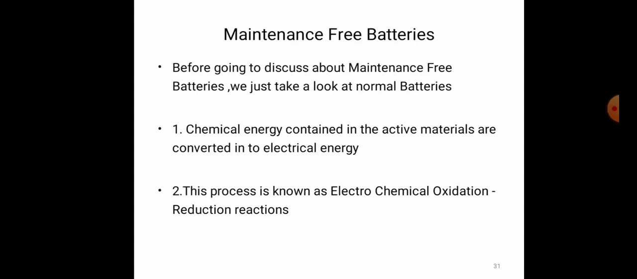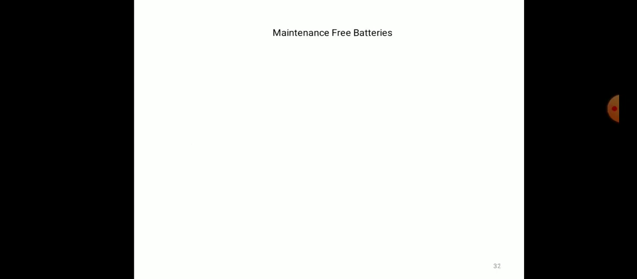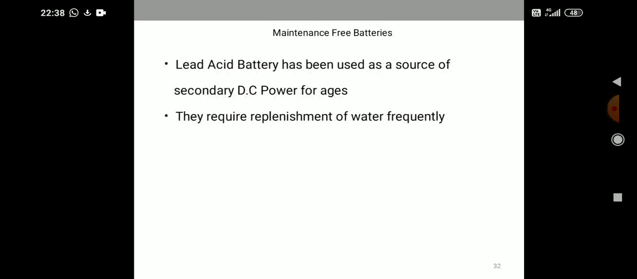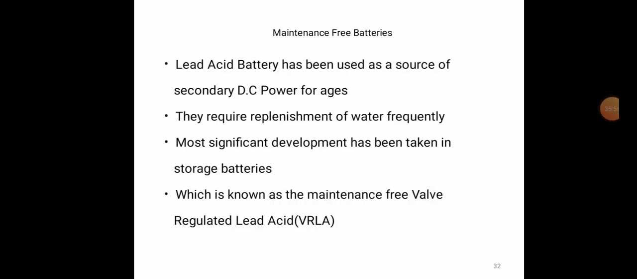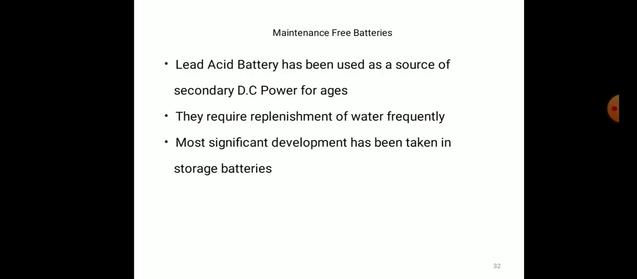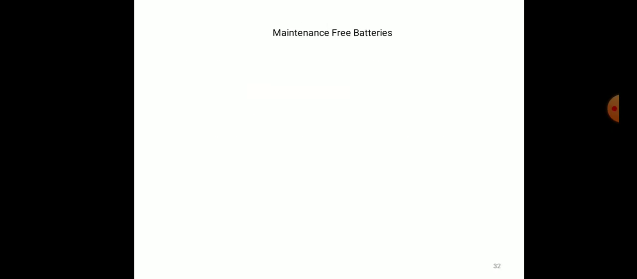This process is known as electrochemical oxidation reduction reactions. The meaning is that the materials are converted into electrical energy, and that is called electrochemical oxidation reduction reactions. Now what are maintenance free batteries? Let us see how we are saying maintenance free batteries.